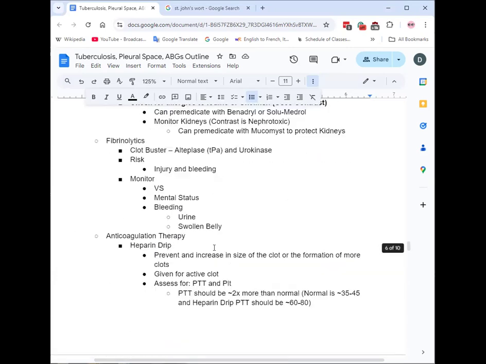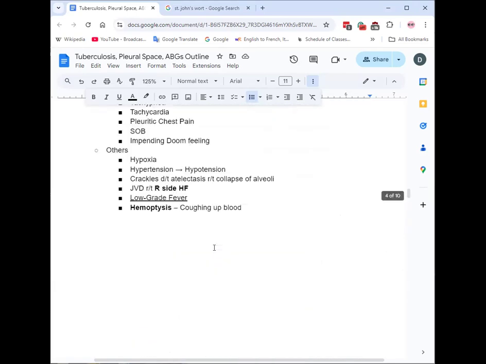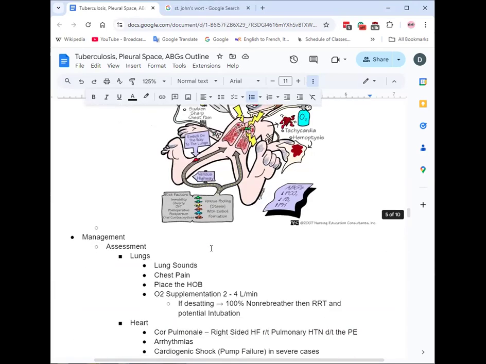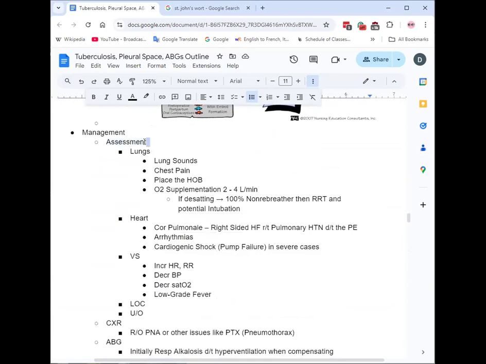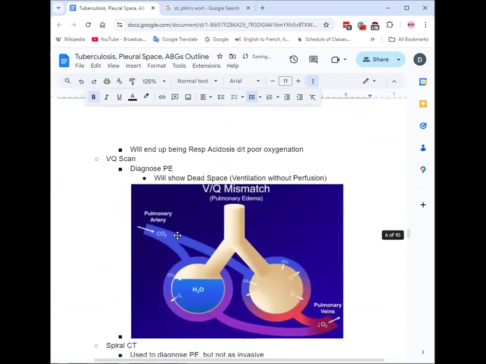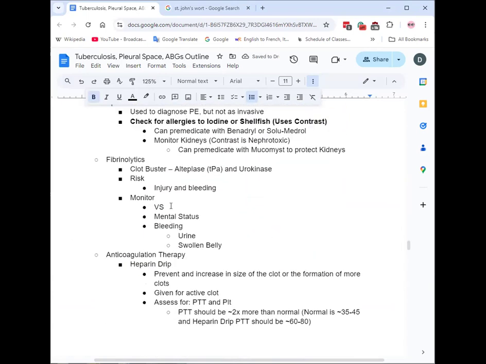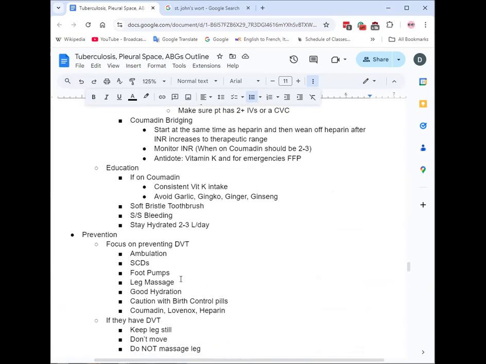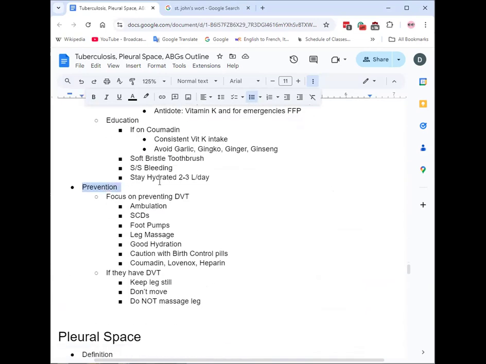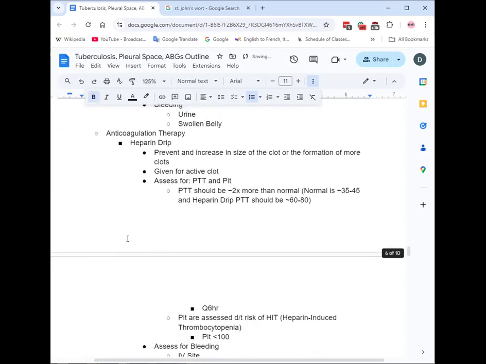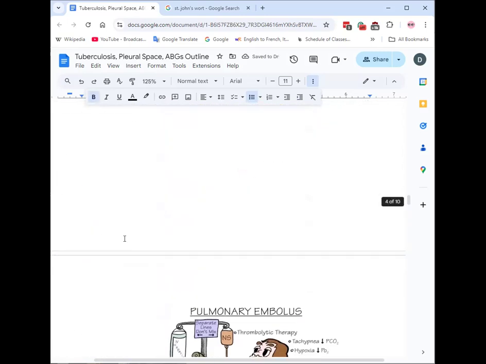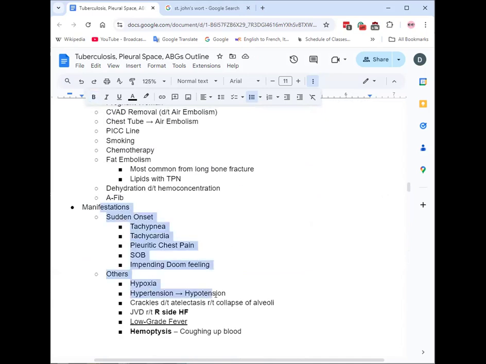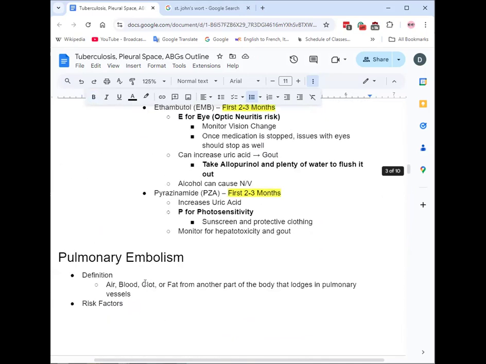Any questions on pulmonary embolism? So if you had to talk about some things to focus on when it comes to PE, the assessment for sure, that's probably the big thing. Understanding the difference between a fibrinolytic and the heparin drip. Definitely a lot on your education when it comes to prevention, what causes DVT, and your risk factors as well. And obviously your manifestations, but your risk factors are really big for this one as well.